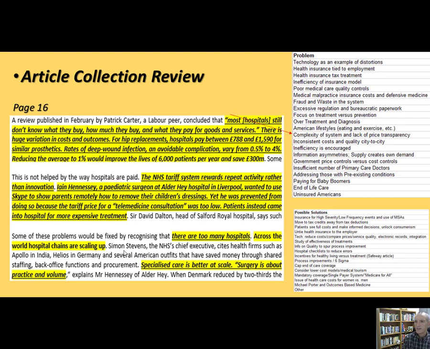So there's a lot of things here. Complexity of the system, lack of price transparency, the inconsistency of quality between cities and cost between cities, and inefficiencies actually encouraged. You see this is the Skype example. It just encouraged people to do more expensive things, and then we'll get into Michael Porter at the end about these specialized care units.